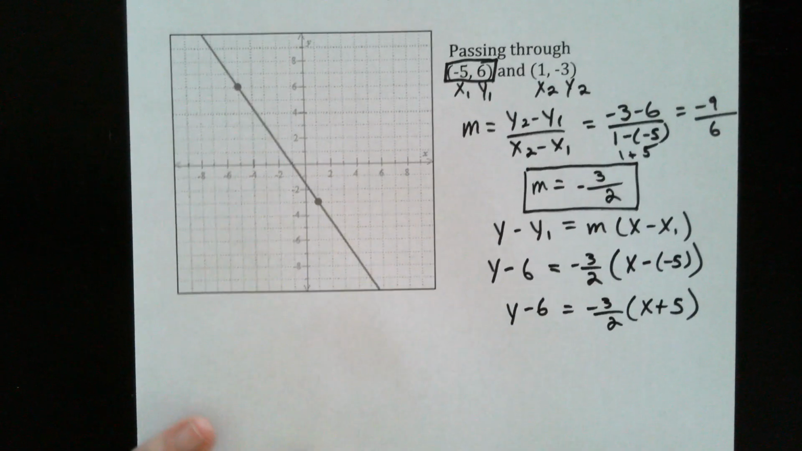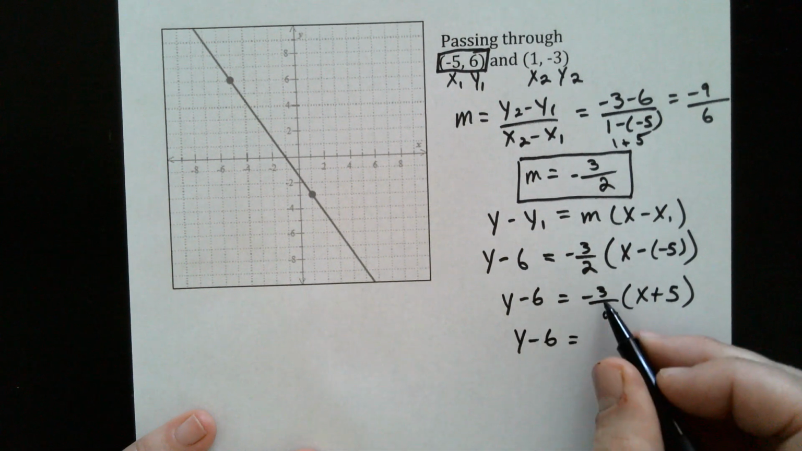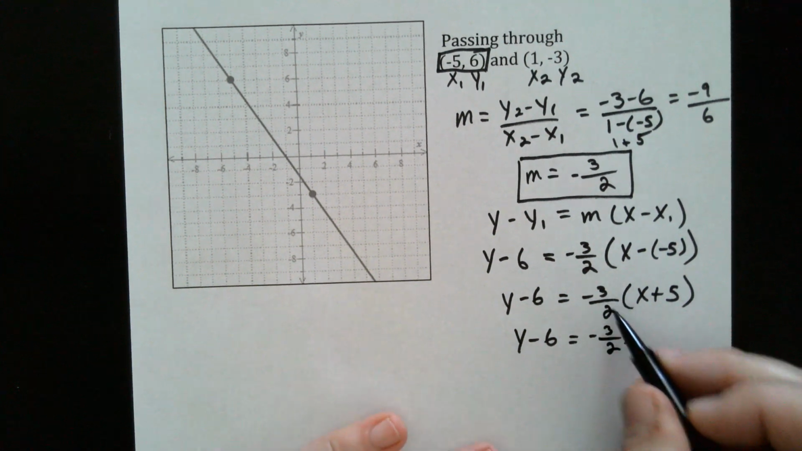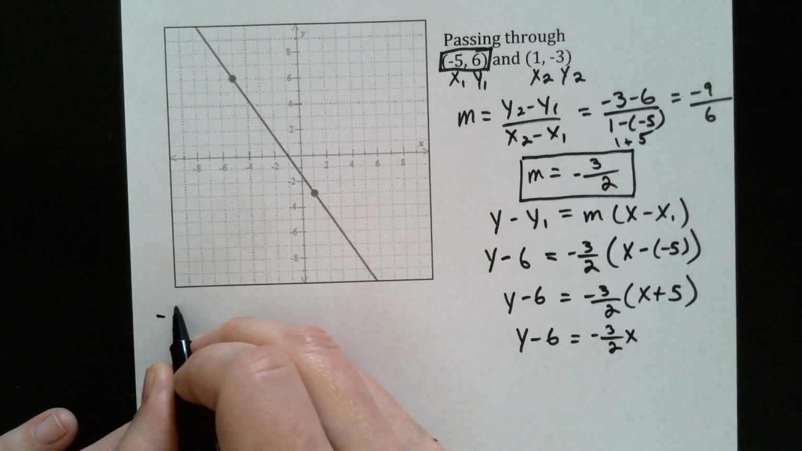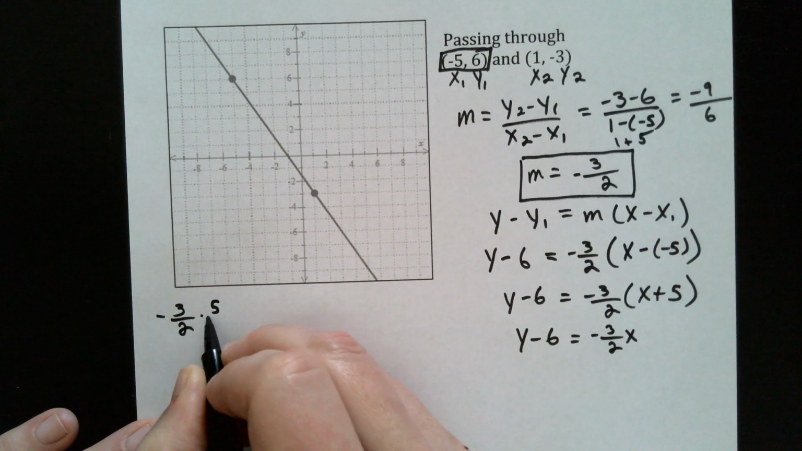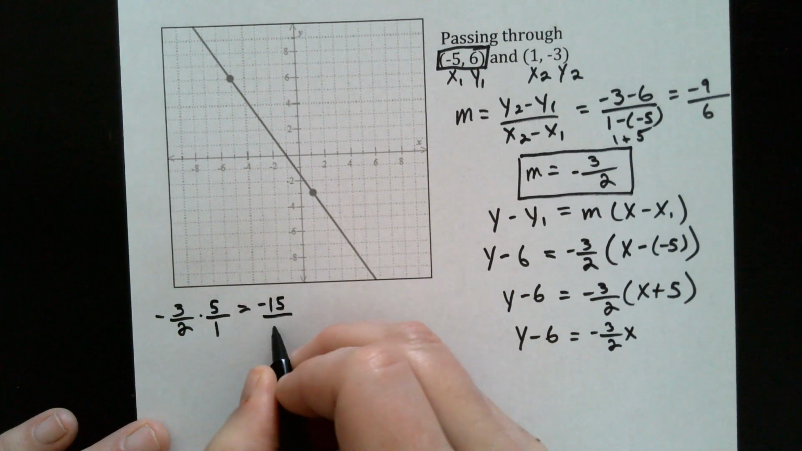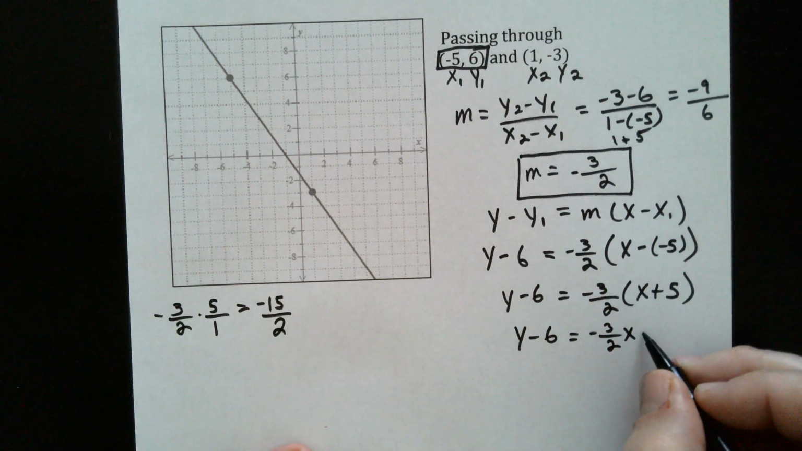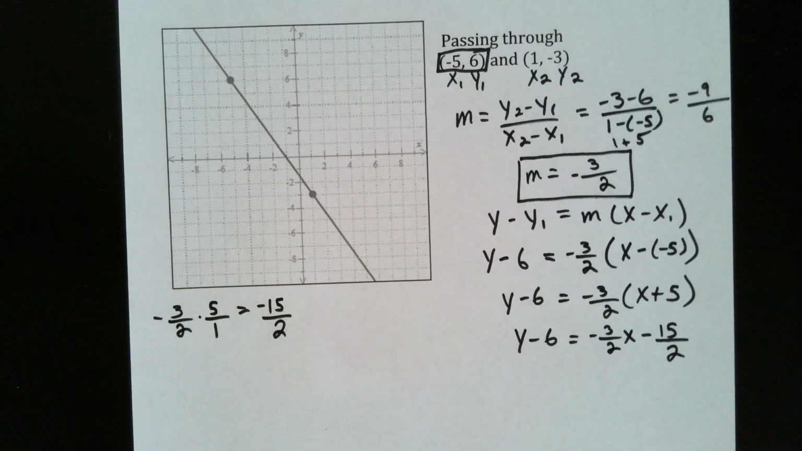Negative times a negative. Okay, let's distribute this. So y minus 6 is equal to negative 3 over 2 times x is negative 3 over 2x. And then negative 3 over 2 times 5. Let's do that over here. What is negative 3 over 2 times 5? We could put a 5 over 1, right? So that would be, the top would be a negative 15, bottom would be a 2. Doesn't look like that reduces, so that will be minus 15 over 2. Okay, we're almost done. We just need to get rid of this 6, right? So I add the 6 to both sides.